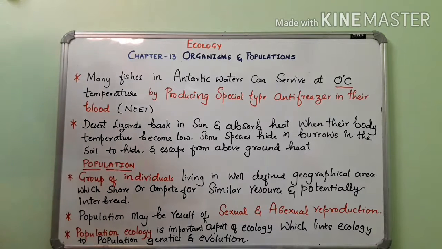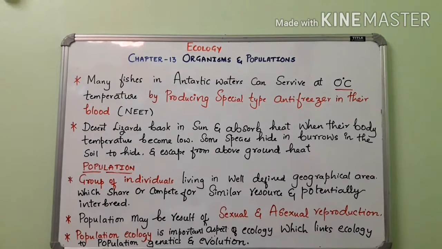A group of giraffes are living in a well-defined geographical area. Population ecology means the population is interacting with the environment. Then, due to the scarcity of food, the giraffe started showing elongation of its neck. That elongated neck leads to genetic variation in that species, and that genetic variation is transferred to the next generation, and evolution has been created due to natural selection. This justifies the statement that population ecology is an important aspect of ecology which links ecology to population genetics and evolution.